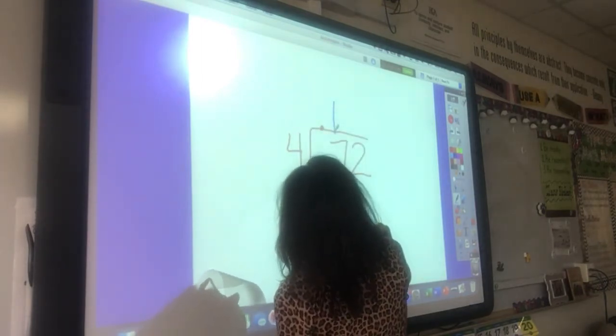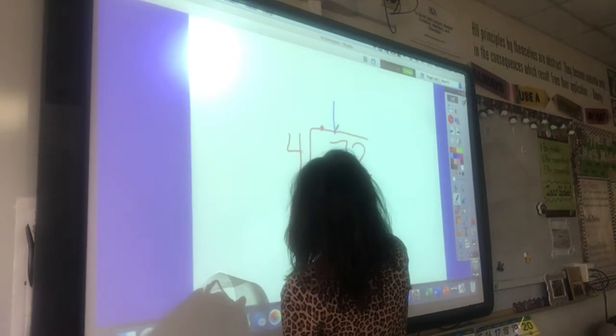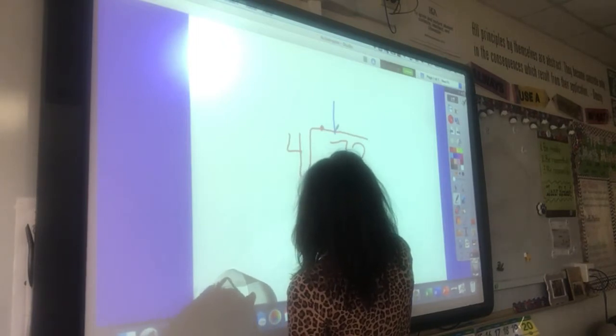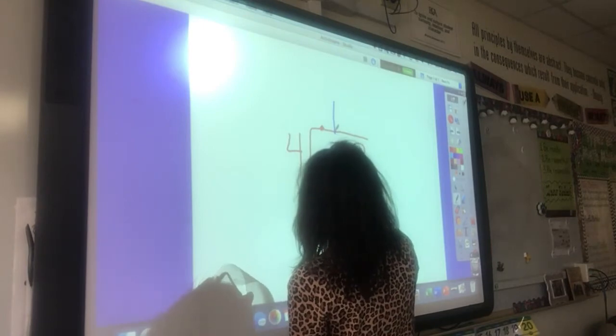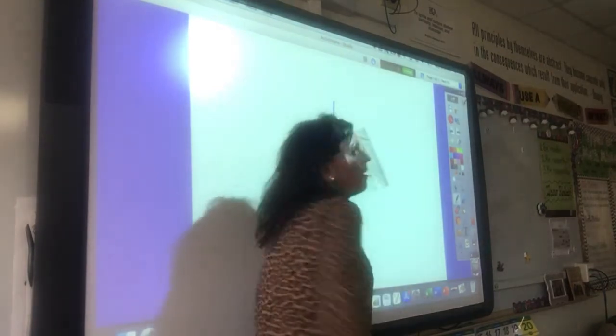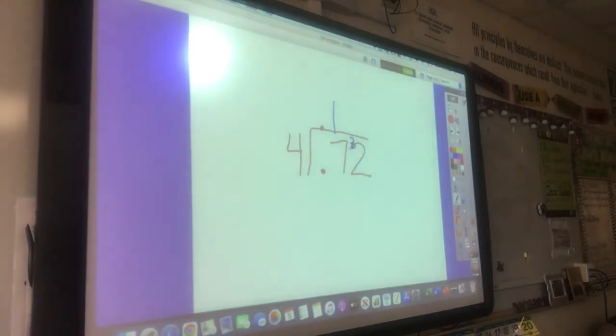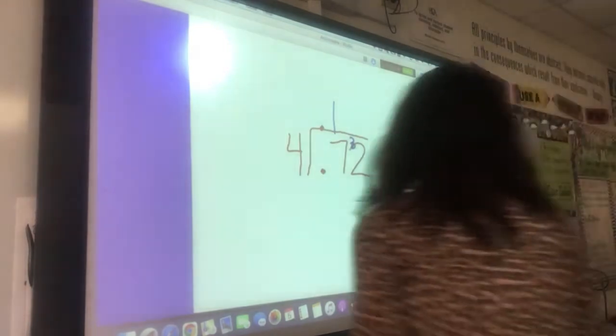4 times 1 is 4. This is a 7. The difference between 4 and 7 is 3. There's 3 left over, right. All right, and then we're putting 4 into 32. 4 into 32, Amelia? 8. So it's 0.18. Okay, let's try another one.